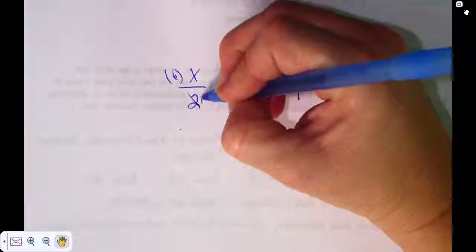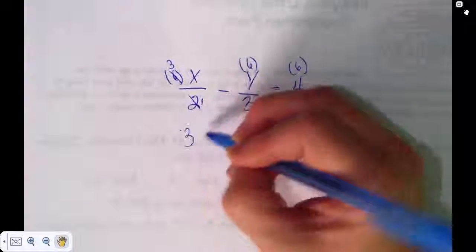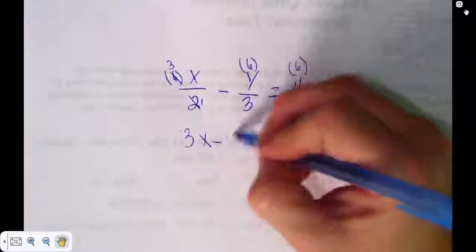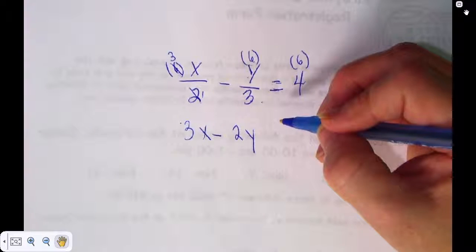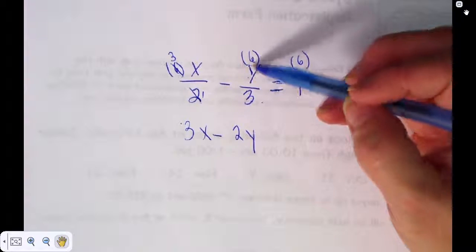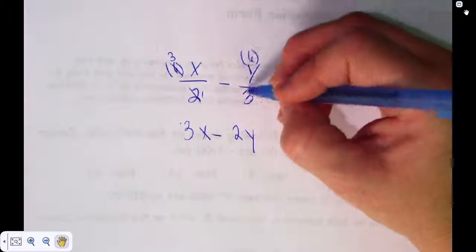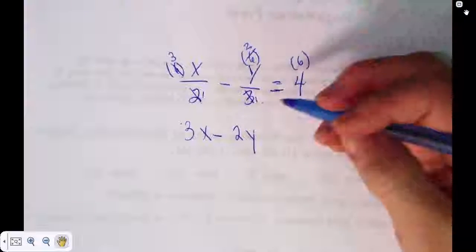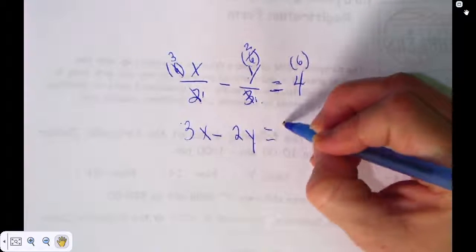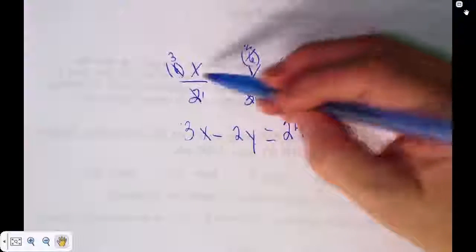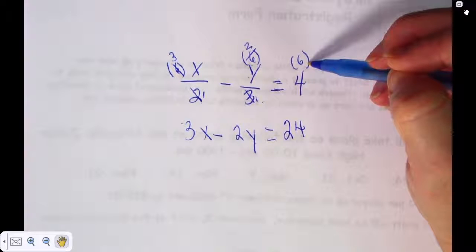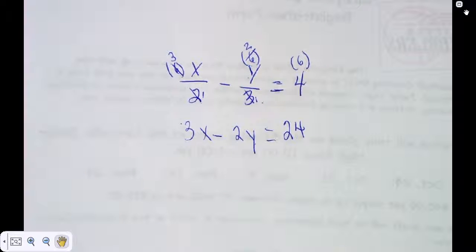Huh? 12x? No, 2 goes into 2 one time, 2 goes into 6 three times. So 3x minus 2y. Good. Katie and I think Braden was saying it too. Because look, I wrote it up there, but 3 goes into 3 one time, that goes 2. So 2y equals 24. You have to multiply every term by 6. Every term by 6.